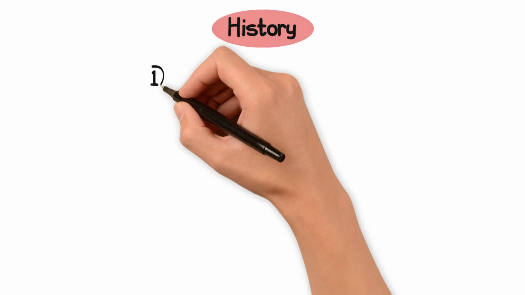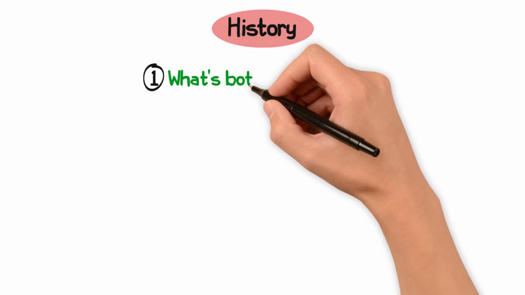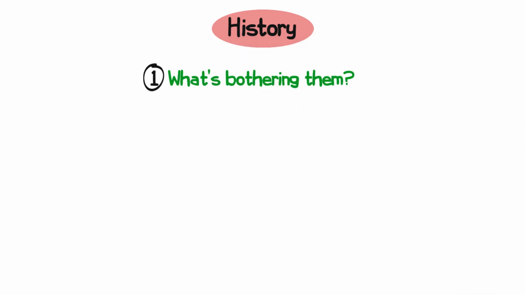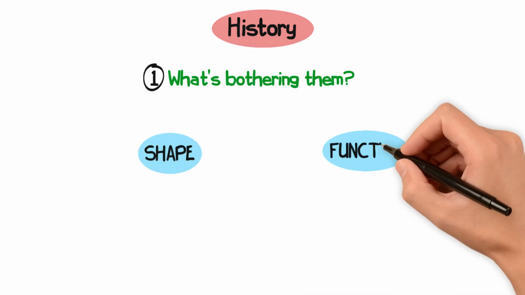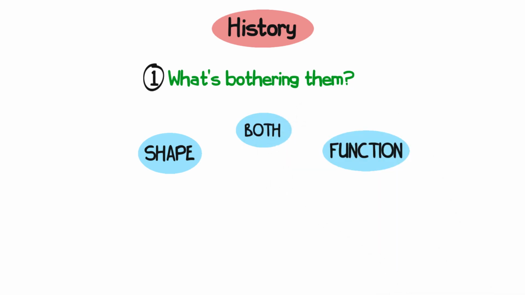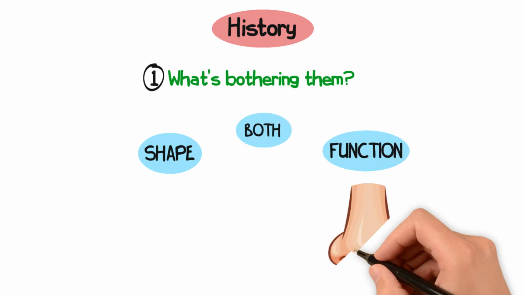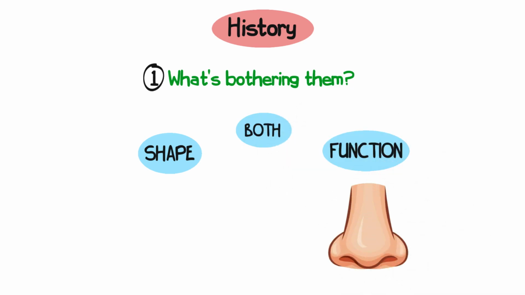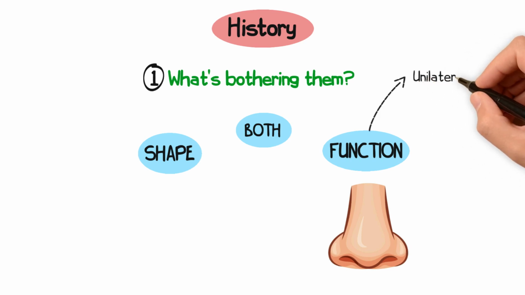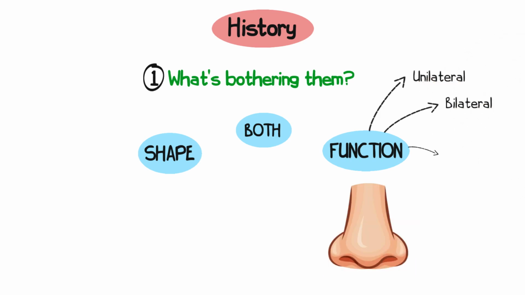The history. The first question to ask the patient is what bothers them about their nose. Is it the shape? Is it the function? Is it a combination of both? Specifically to the function, ask the patient whether the blockage is unilateral, bilateral, or is it alternating in nature.